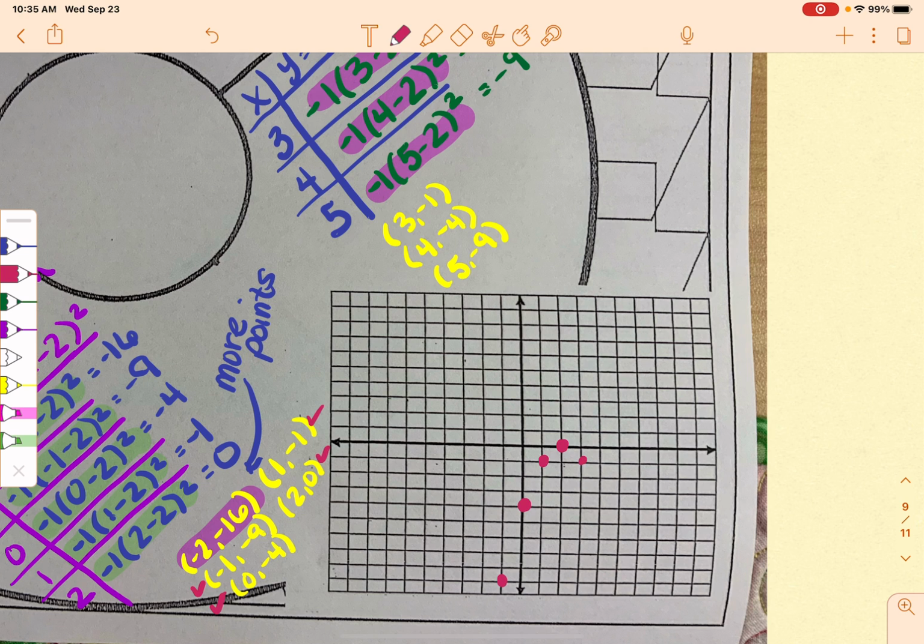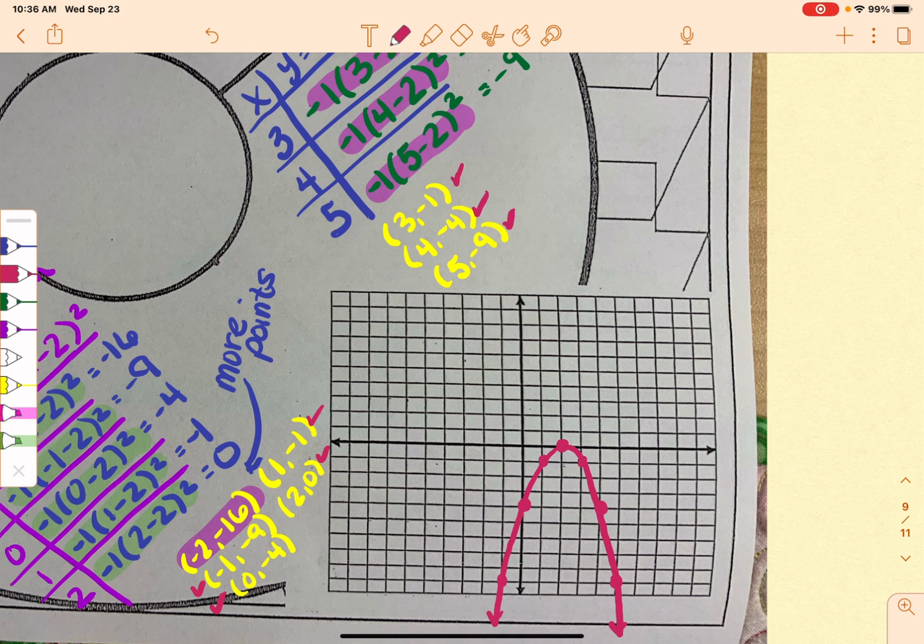Now I'm going to move over to get these points on. So 3, -1, 4, -4, and 5, -9. Okay, now that I've got enough points, I can see the pattern. I'm going to go through and draw my line through there. Please make sure this should not look like a V, like this. It should have that upside down U shape.